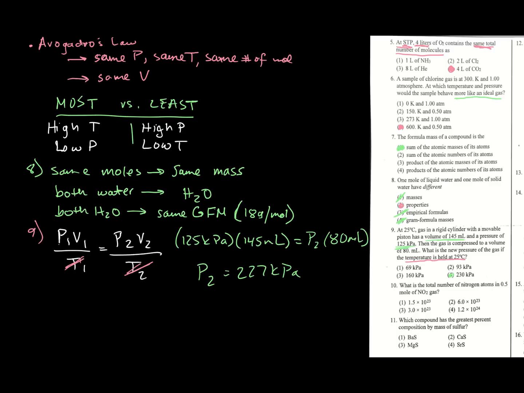Number 10. Oh, I'm running out of room here. What is the total number of nitrogen atoms in 0.5 mole of NO2 gas? So if we know that 1 mole, actually, let me bring this number 10 over here to this small area. Whoa, what the heck was that? Okay, let's try that again.